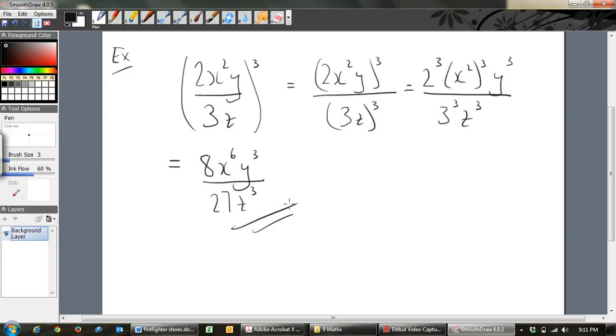So there's the first 6 index laws. Become really comfortable with those, do some horrible questions, get used to them, because you'll need them a lot.